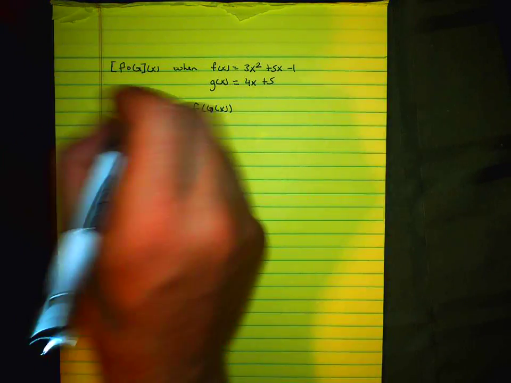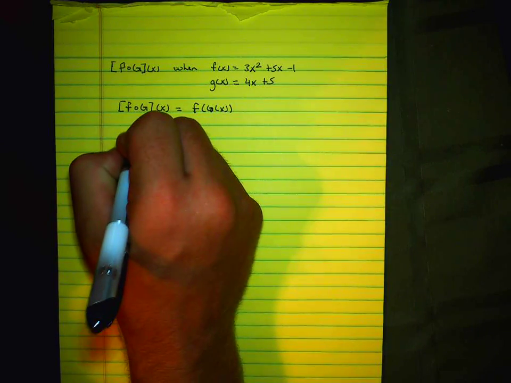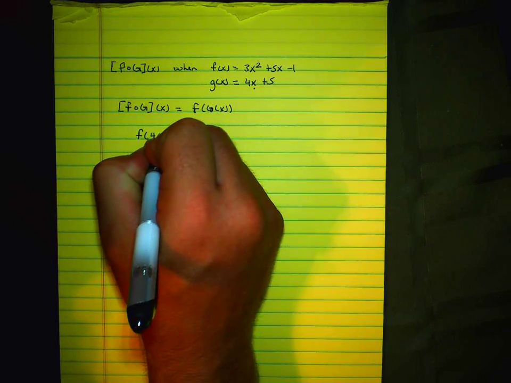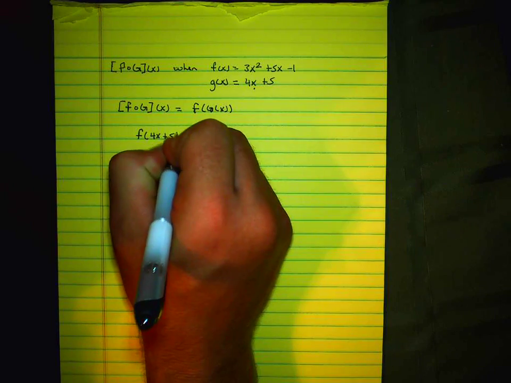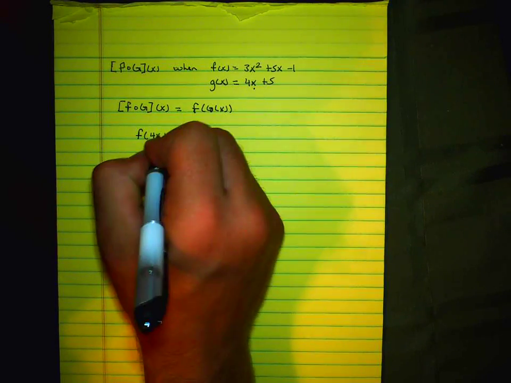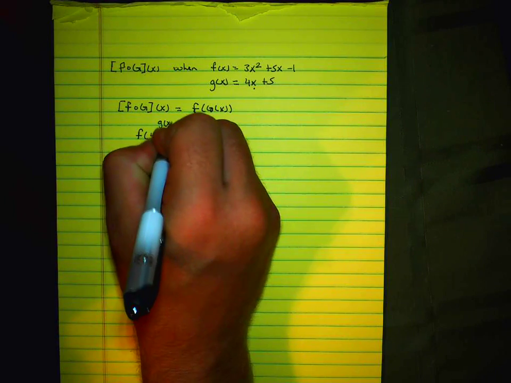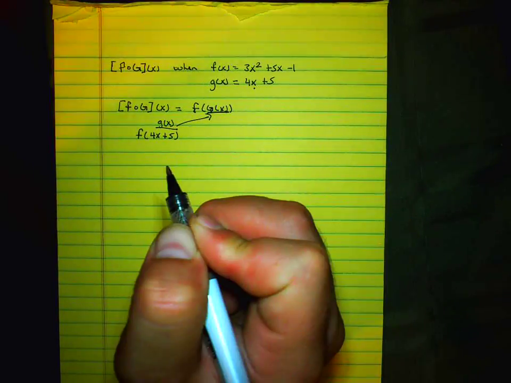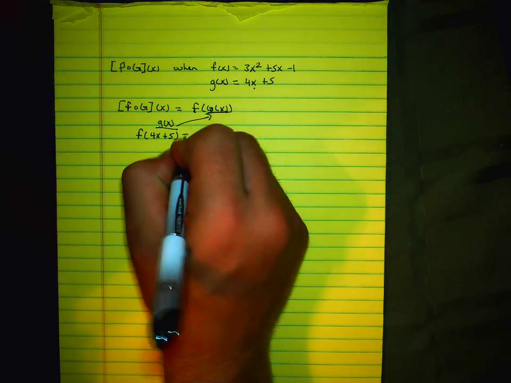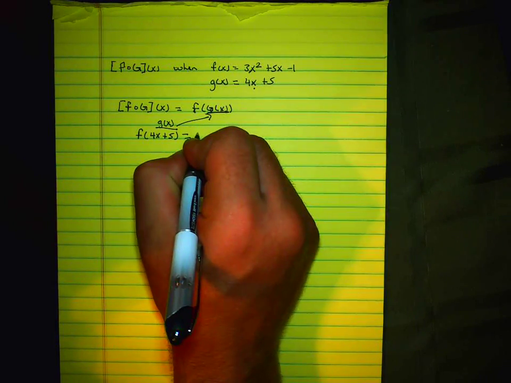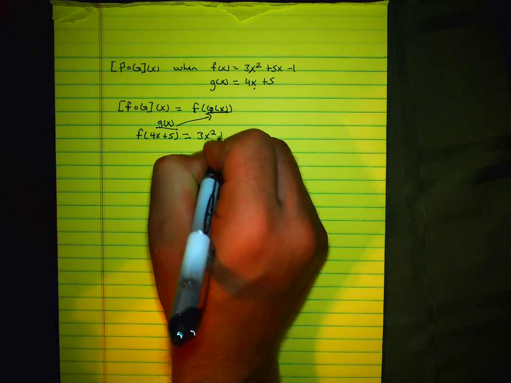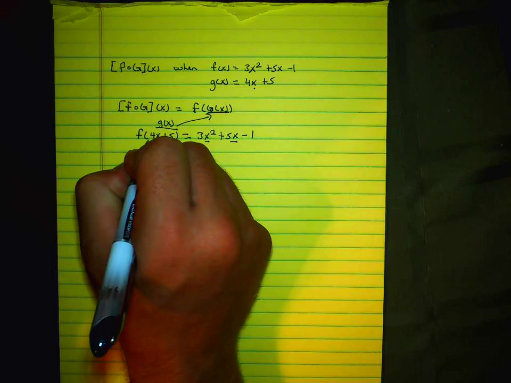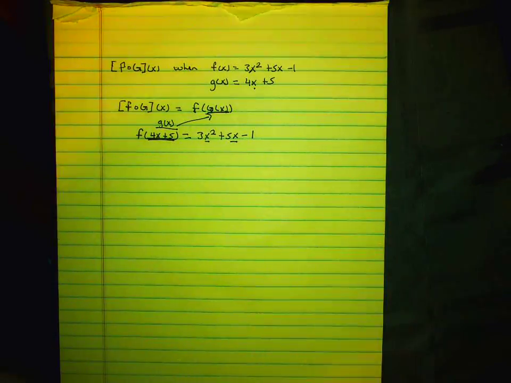So what that tells me is that I want to solve f of 4x plus 5. I want to solve 4x plus 5 because this is the same as saying g of x. Now you see how g of x is contained within f? Now where do I plug that into? Well, I plug that into my original function for f of x. So it's going to be 3x squared plus 5x minus 1. Now this x and this x are both going to be replaced by this equation, 4x plus 5.